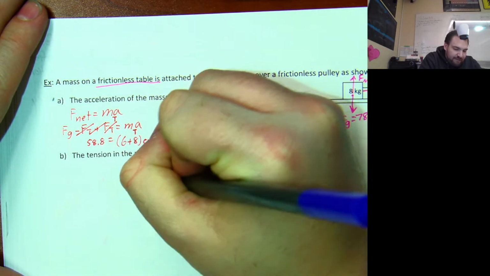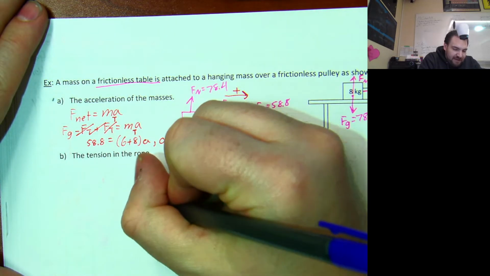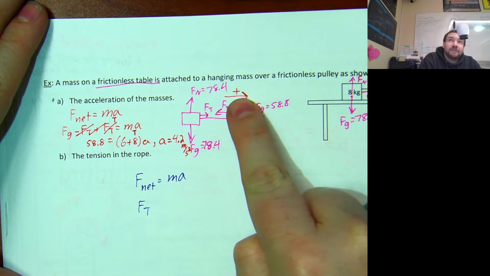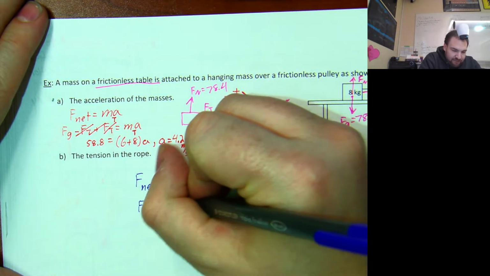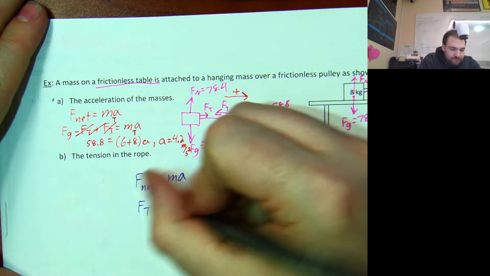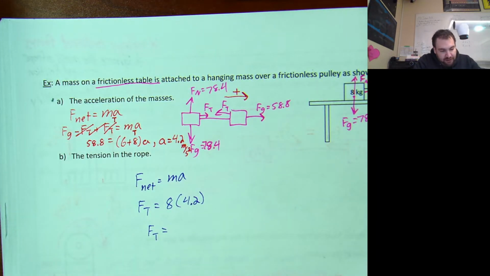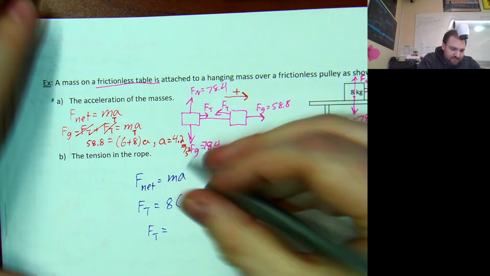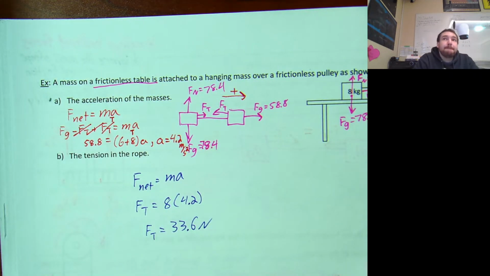So we're going to use F net equals ma, just isolating this block now. I'm going to use Ft, because it's acting to the right, and that's what I said was positive, equals, now that is an 8 kilogram block, times the acceleration of the system, 4.2. So then Ft is going to be 33.6. Is that right? And we're done.